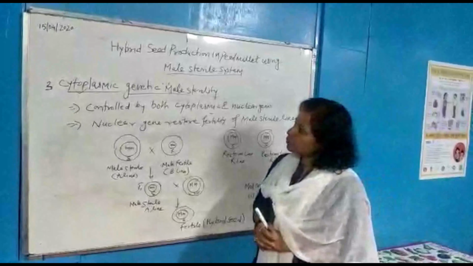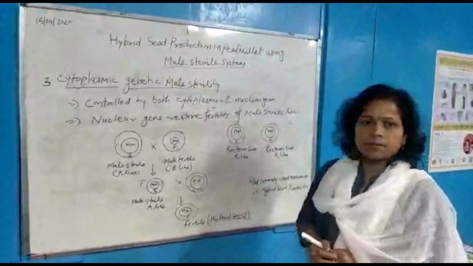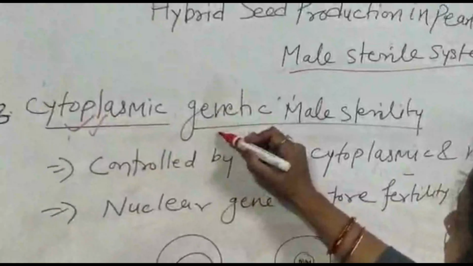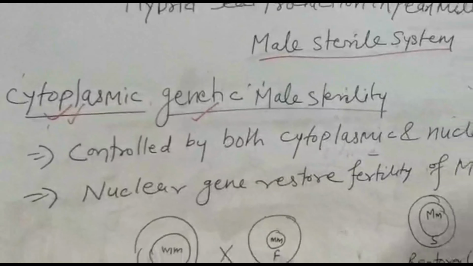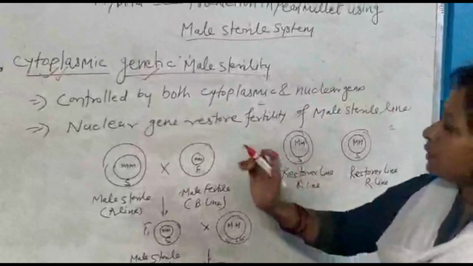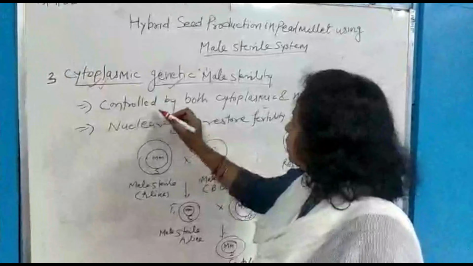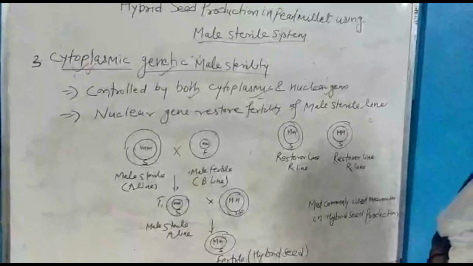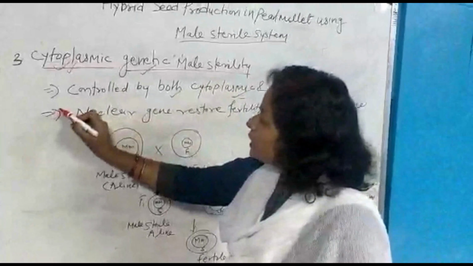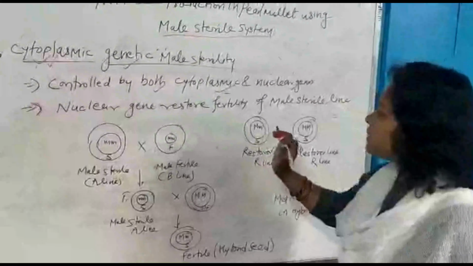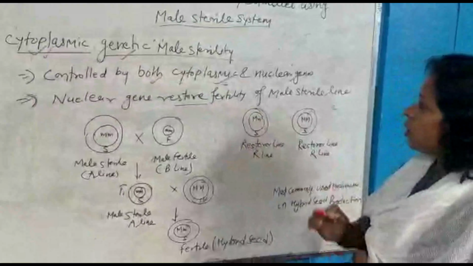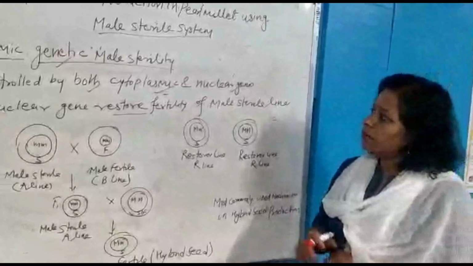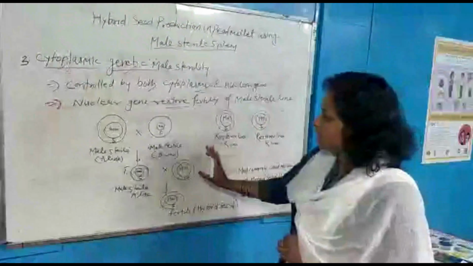So the next group of male sterility is cytoplasmic genetic male sterility. Here the cytoplasm and the nuclear gene are both involved. It means this male sterility is controlled by both the cytoplasmic and the nuclear gene. The nuclear gene works here as a restorer gene, restoring the fertility of the male sterile lines. We can understand this by one example.